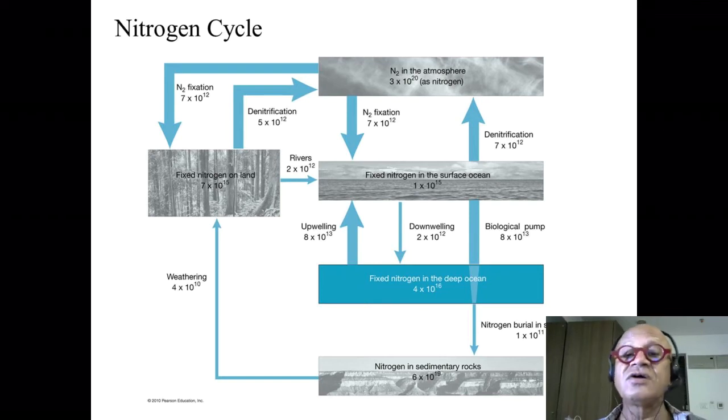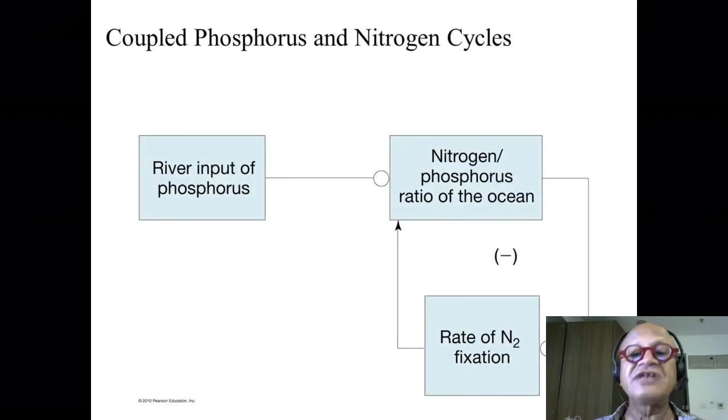There are bacteria which do that as well. Okay, so there is nitrogen fixation on land as well. And there is denitrification on land as well, because things that live deeper in the soil where there is not much oxygen, they denitrify. So this is the nitrogen cycle.